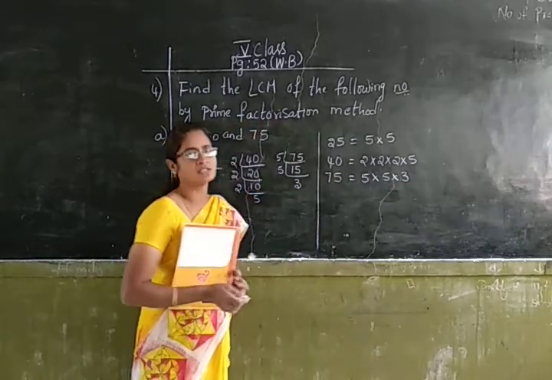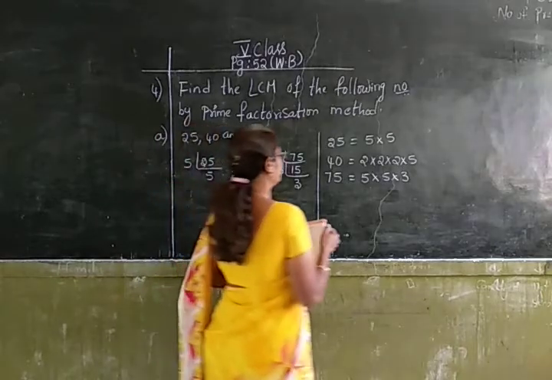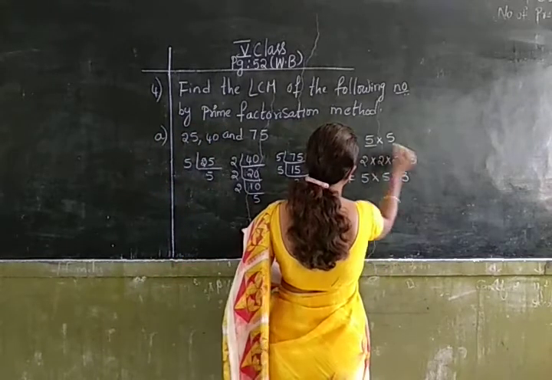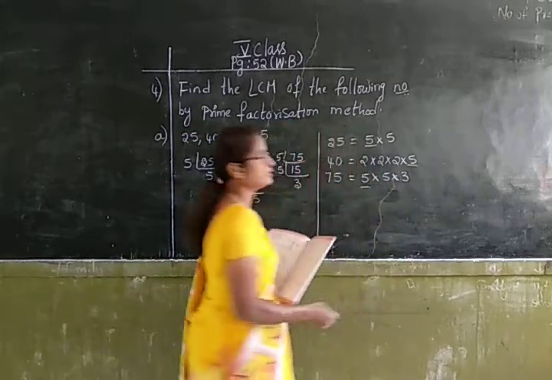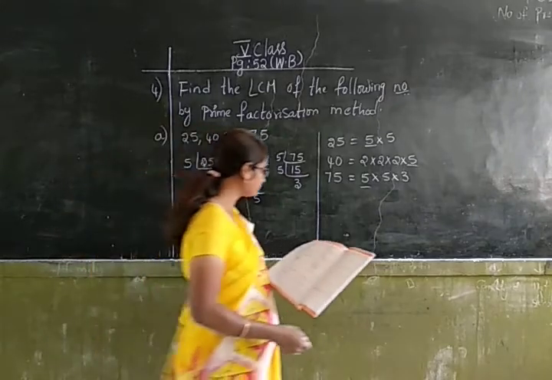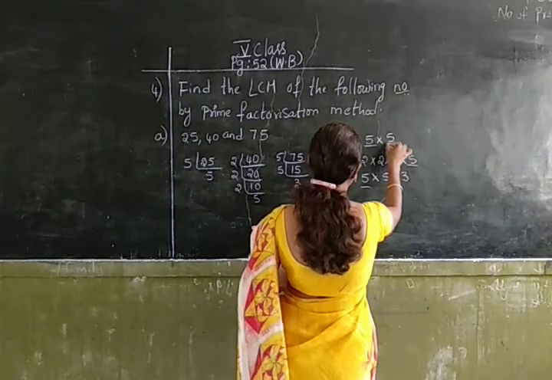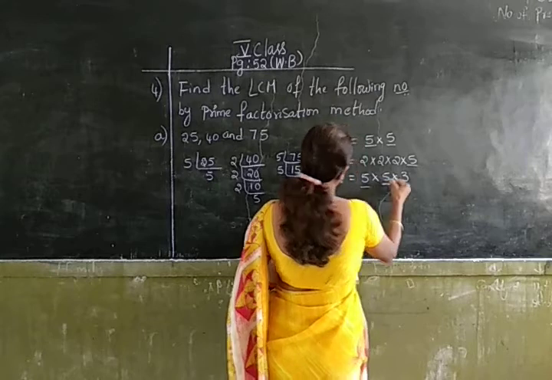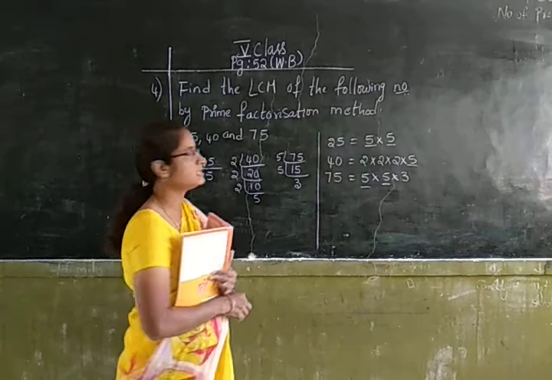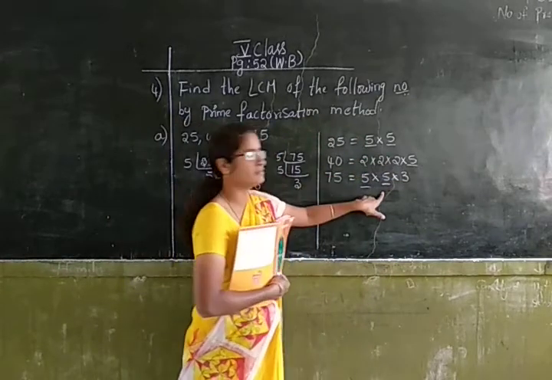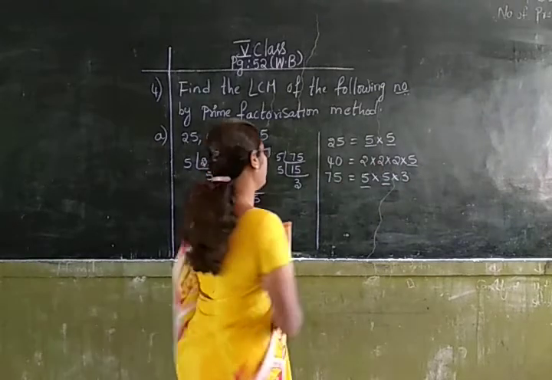Now let us find out the common factors. So 5 is in all the numbers. And also 5 is in 25 and 75. So these are the common factors.